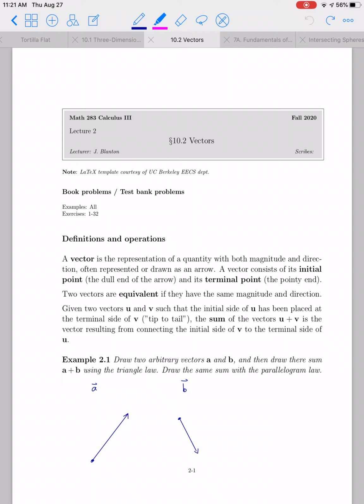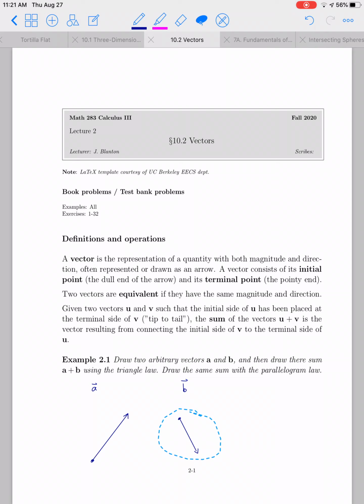If we're going to add two vectors u and v, we take the initial side of u, place it at the terminal side of v, and we go tip to tail in vector addition. That's geometric vector addition. So let's look below. We're asked to draw two arbitrary vectors a and b. We've already taken care of that. It just means any two vectors, however we like. Then they ask us to draw their sum, a plus b, using the triangle law.